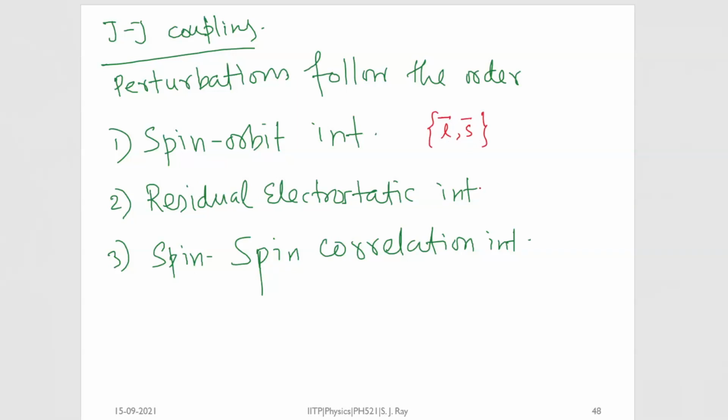Next, in terms of magnitude or effect, the interaction which plays a role is the residual electrostatic interaction, which means that the individual L's interact with each other through this interaction. The last, or third, one is the spin correlation interaction, which means that the individual spin angular momentum vectors S1 and S2 couple together. This is the order of magnitude which follows, and the strongest, dominant one is the spin-orbit interaction.